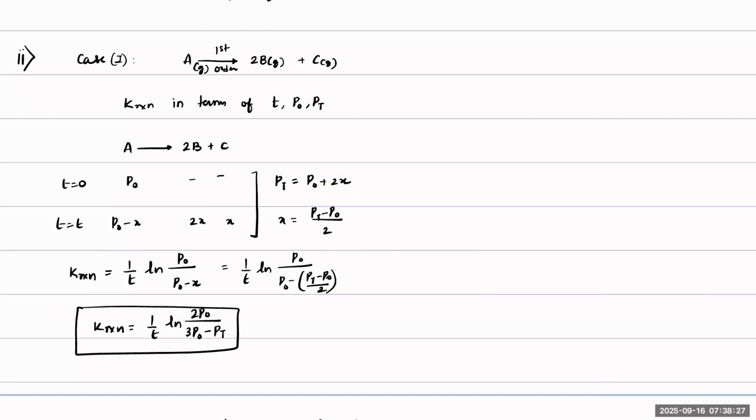Okay? And when it comes to k of the reaction, since you're writing in terms of pressures, I can write initial pressure by pressure at time t, which can be written in terms of the kinetics. And now instead of x, if you substitute this value, this is the equation you will get. Clear?